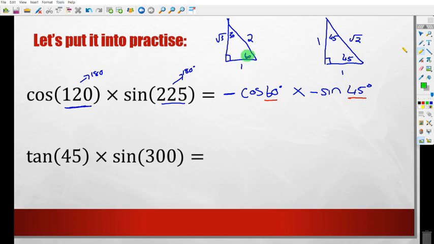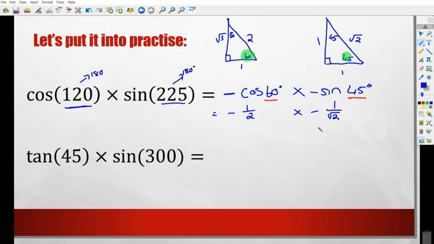So now let's go look at that 60 degrees. I'm looking at the 60, and I see that cos, and I know what cos is. Cos is adjacent over hypotenuse. So I've got negative 1 over 2 multiplied by negative. Now let's look at that 45. Looking at that angle there, sine is opposite over hypotenuse. So I've got 1 over the square root of 2.